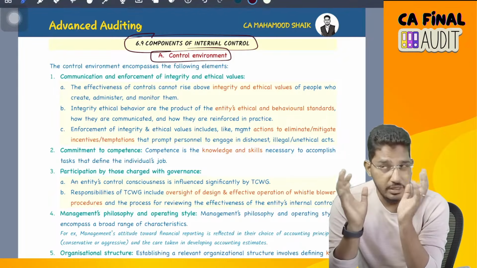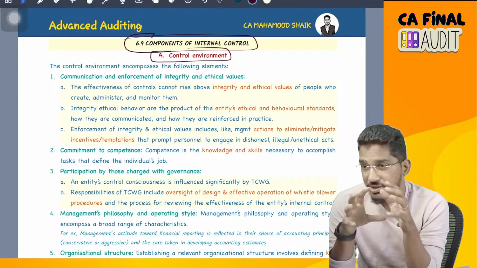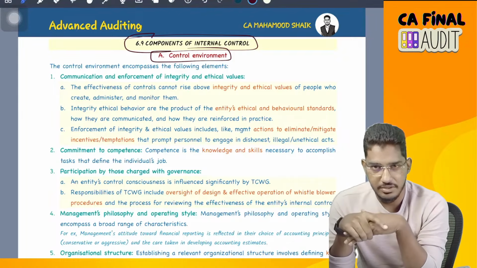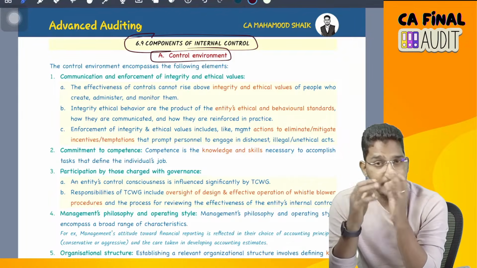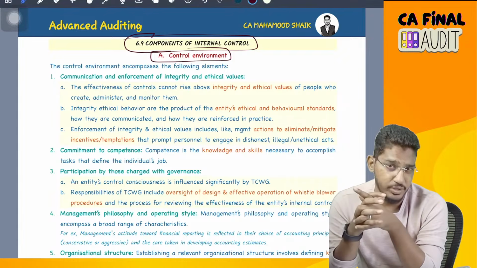See, if I want my controls to work effectively, first I should create a good culture in my organization. A culture of honesty I have to create. A culture of ethical behavior I have to create.